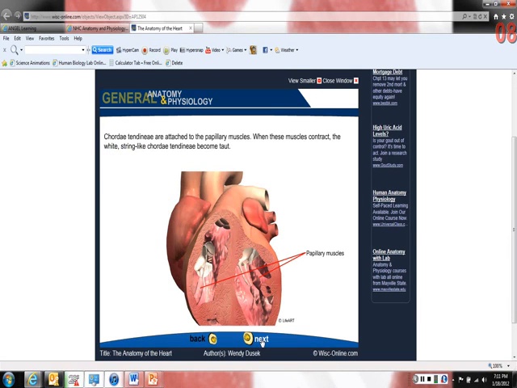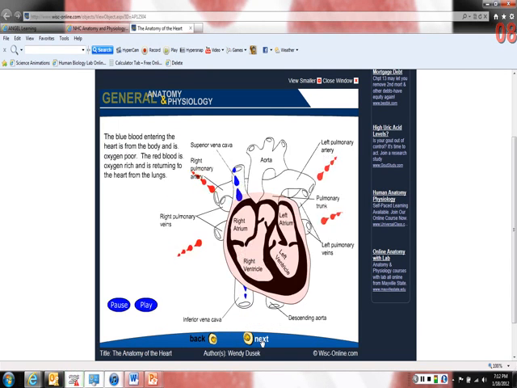Chordae tendineae are attached to the papillary muscles. When these muscles contract, the white string-like chordae tendineae become taut. It is these chordae tendineae, together with the papillary muscles, that keep the valve shut when the ventricle contracts. The blue blood entering the heart from the body is oxygen poor. The red blood is oxygen rich and is returning to the heart from the lungs.